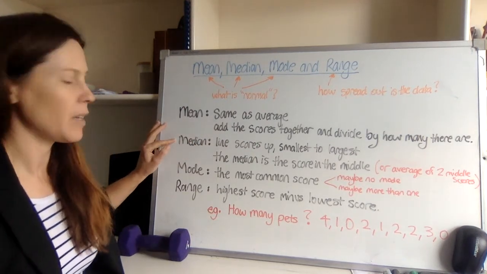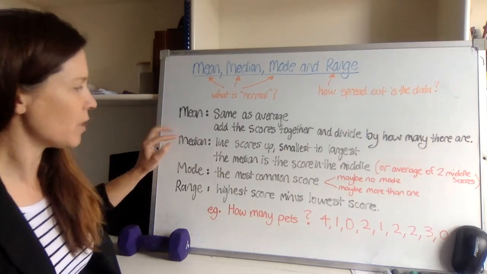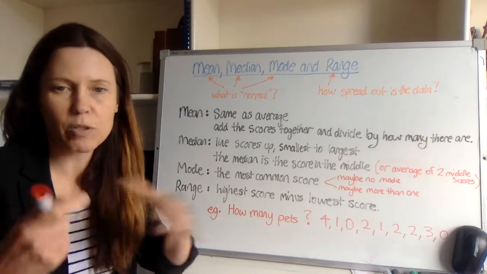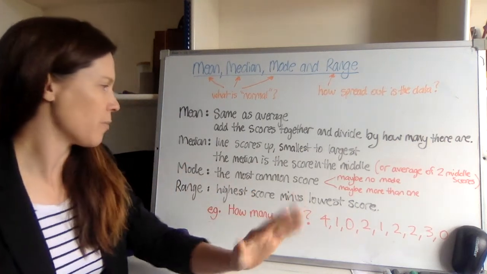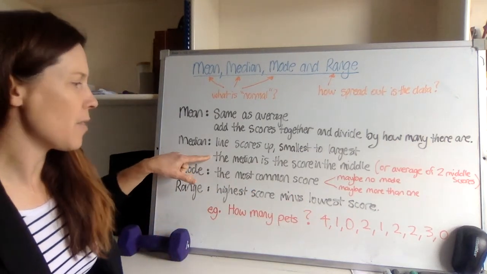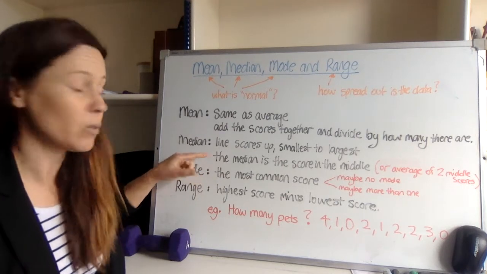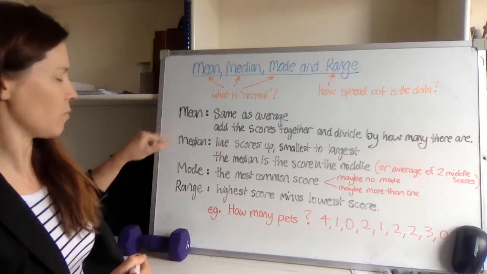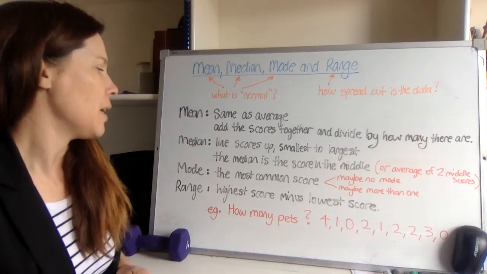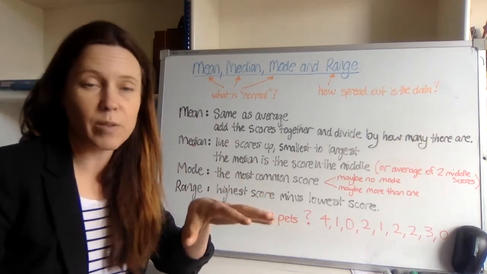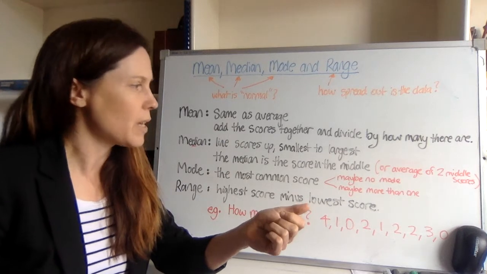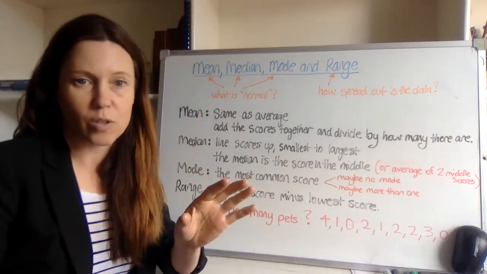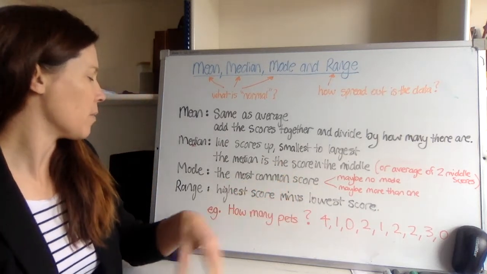The median, one important tip is that you have to line the scores up from smallest to largest before you start. So if they're all jumbled up, start by organising them from smallest to largest, and then the median is just the score that's in the middle. I remember that median is middle to remind me how these two are different. Now, if there isn't a middle one, and there won't be if you've got an even number of scores, then you have to take the average of the two scores that are closest to the middle. So we'll have a look at that in a moment.